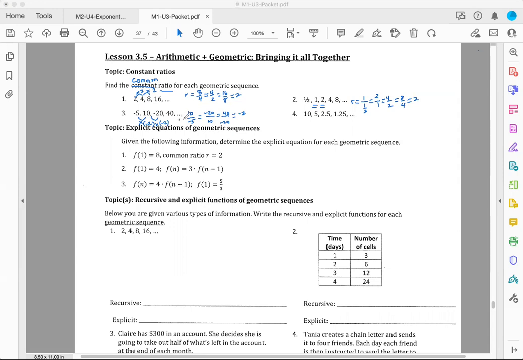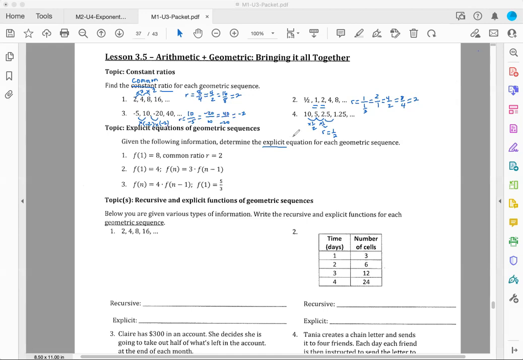Remember, when they ask you to find the common ratio, you have to document it: R equals, not just write 2, R equals 2. And if it's common difference, then you say D equals for common difference. And similarly here, you can see that you're multiplying by 1/2, so you can say the common ratio is 1/2, or multiply by 1/2, and so on. So please make sure you take notes. Next is, given the following information, determine the explicit equation for, so we're looking for explicit, okay?